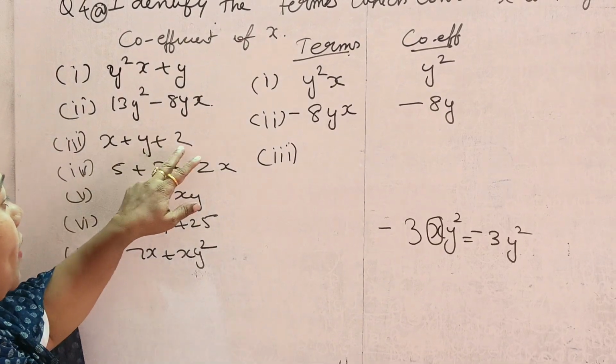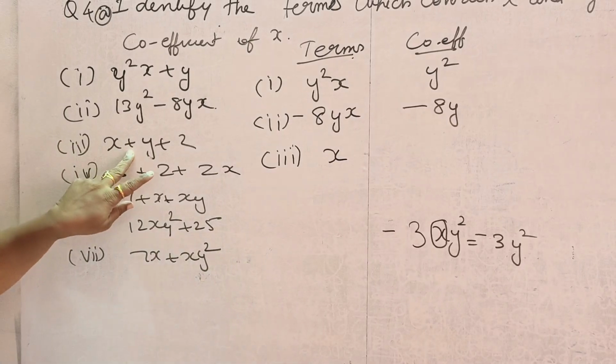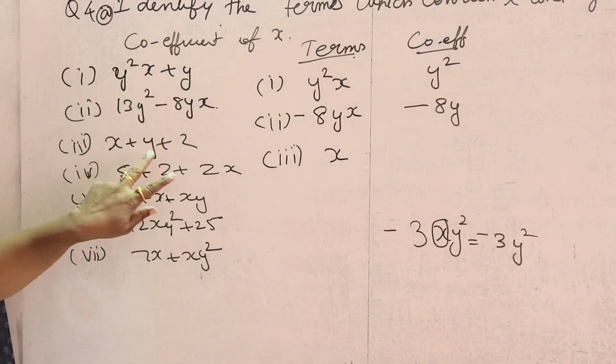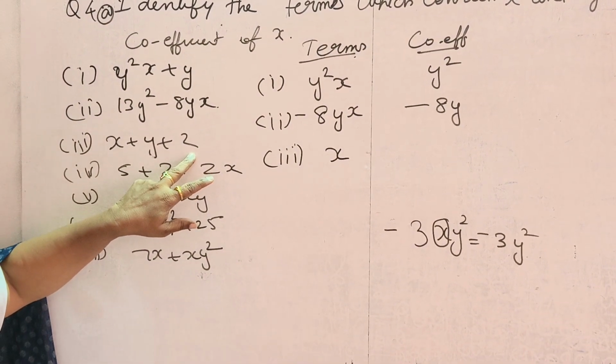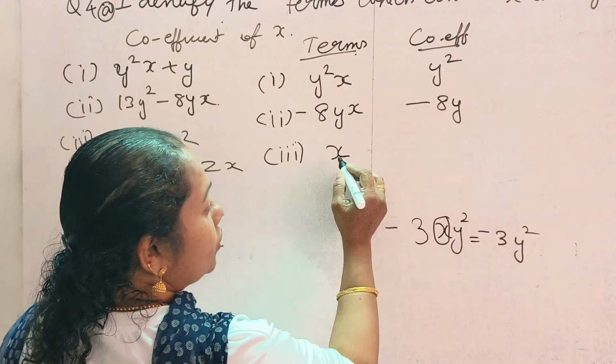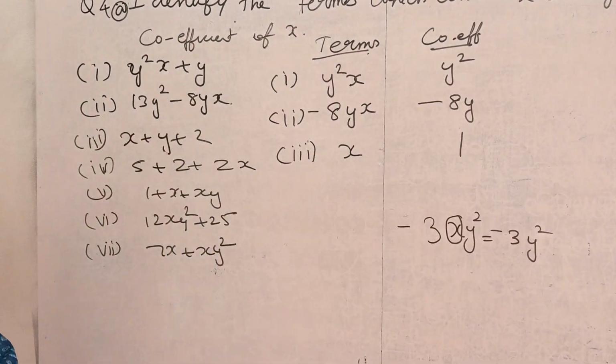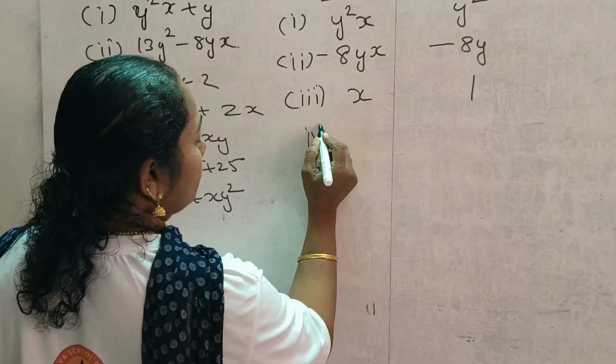Now in question number 3, x plus y plus 2. In x, we have to consider the term x. In the y term there is no x, so we don't have to consider that. In 2 also there is no x. So only x is the term. And what is the coefficient? It is 1. There is nothing there, so we have to consider 1 as the coefficient.